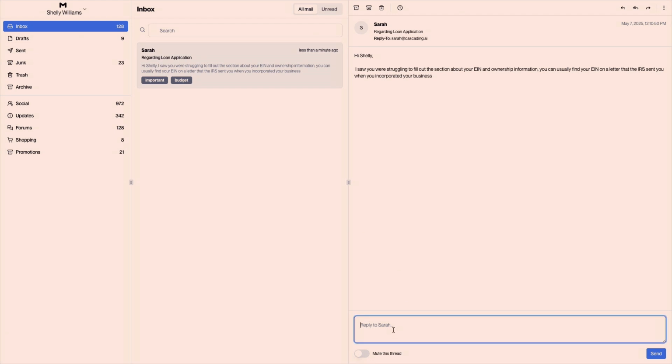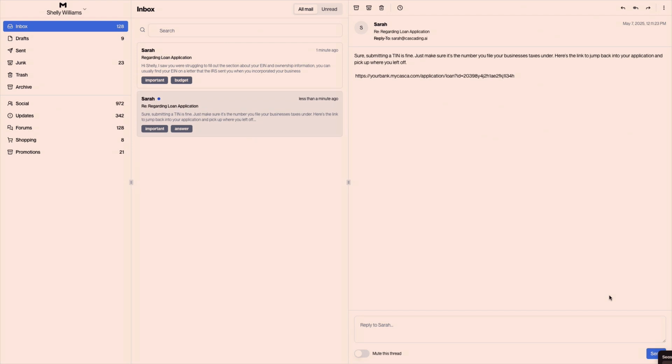So, Shelly replies to Sarah saying, "Hey Sarah, I don't see my EIN, but I do have my business's TIN. Does that work?" Now, you and I both know, TIN, EIN, we're talking about the same 9-digit number here. So our AI agent replies to Shelly saying this. "Sure, submitting a TIN is fine. Just make sure it's the number you file your business's taxes under. Here's the link to jump back into your application and pick up where you left off."